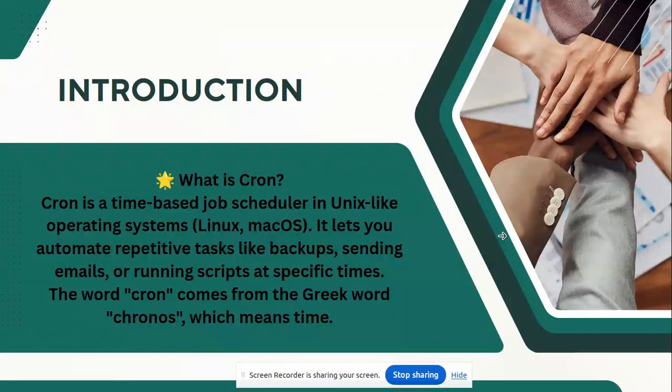Today we are going to learn what cron is. Let's get started. So cron is a time-based job scheduler in Unix-like operating systems, Linux and macOS. It lets you automate your repetitive tasks.